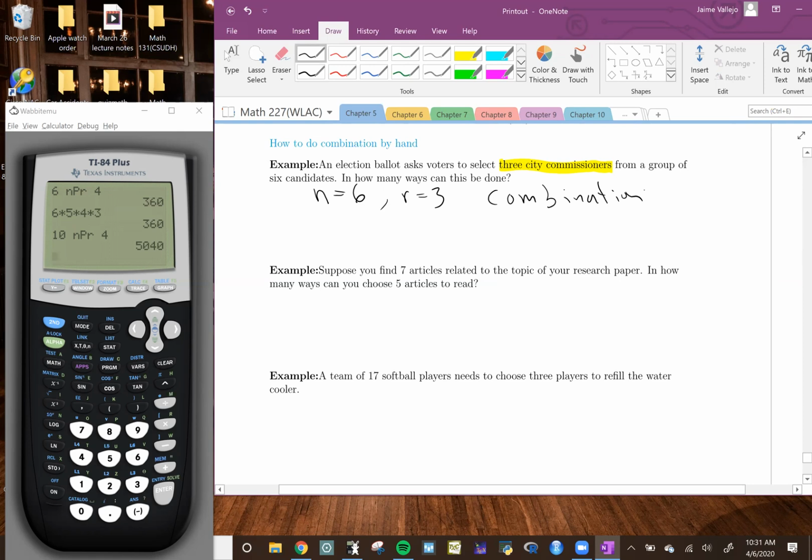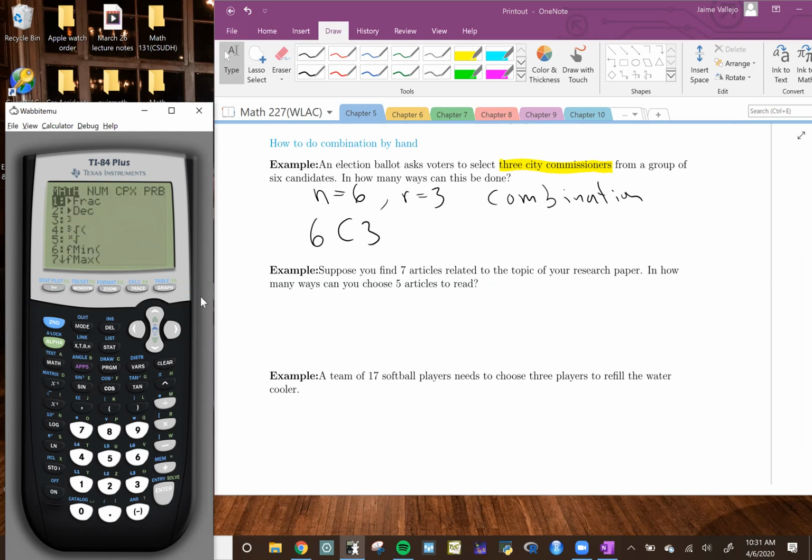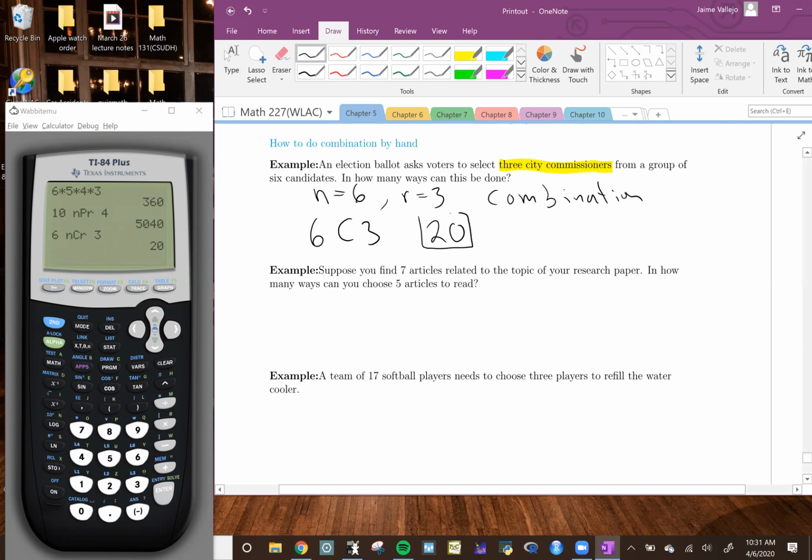Cool. So for this one, we're going to do 6C3, because the C just stands for combination. So we'll say 6, math, PRB, we'll do nCr, and then you put 3, and you get 20. And you're all done for that one. So that means there are 20 different ways that I could select 3 city commissioners if the order doesn't matter.